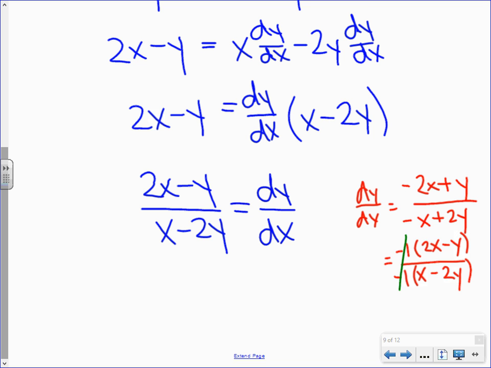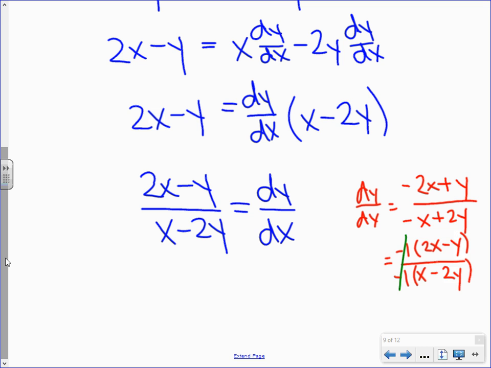So as you're doing this, if your answer looks different than the back of the book, do this right here. Factor out a negative in your numerator, factor out a negative from your denominator. And if those negatives cancel and you're left with what they have, you have the same thing. Okay?